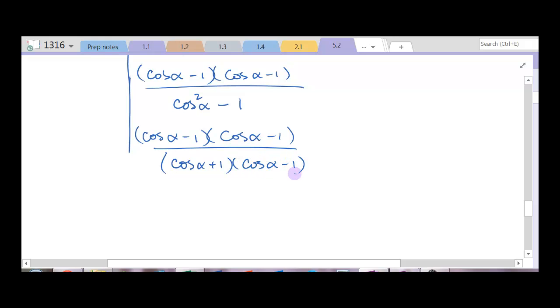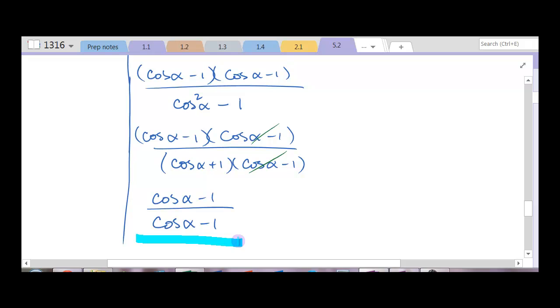Since I have it broken down like this, I look at it and I want to cancel my like terms. So you can see that I have cosine alpha minus 1 in both the numerator and the denominator. So this leaves me with cosine alpha minus 1 in the numerator and cosine alpha plus 1 in the denominator. And I think that's probably as far as I can go. So this is what I want to try to turn the left-hand side into. I'm going to see if I can take the left-hand side and turn it into this right here.